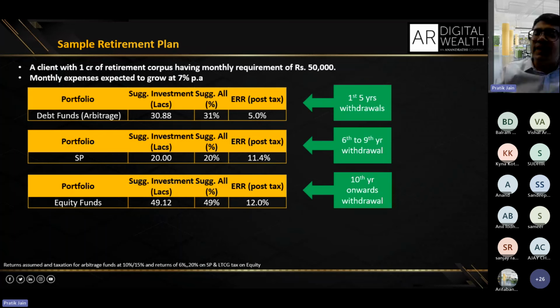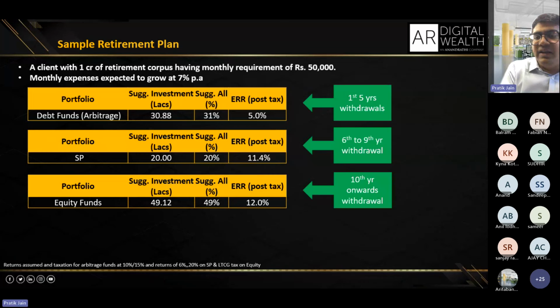Now this 20 lakhs is expected to grow to 40 lakhs. इसकी probability जैसे मैंने बताई 85% की probability है. At 5.6% per annum movement in Nifty, the product delivers 14.2%, right? With downside protection of 15%. So 5 years के बाद structure redeem हो जाएगा. That amount से client का 6th to 9th year का जो withdrawal है वो cover होगा. I've taken post tax returns, so post tax returns are 11.4.